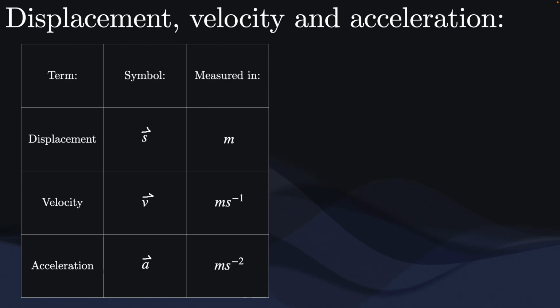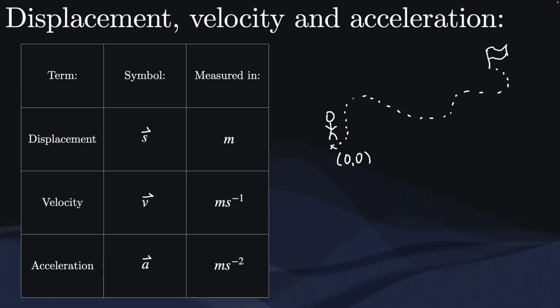So displacement is just the vector of distance. So if we have a person here and they start off at this point, we'll call it 0, 0, and they travel here to this little flag. And let's say they go like that. That's the path they take. Now the distance they've gone is the length of this right there. That is the actual distance they've gone.